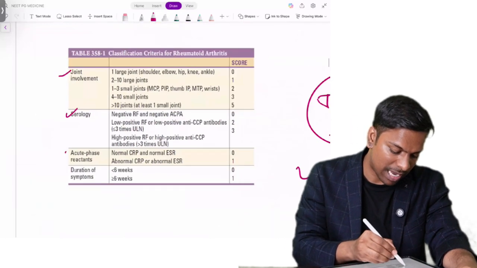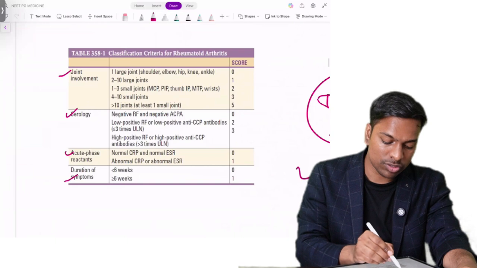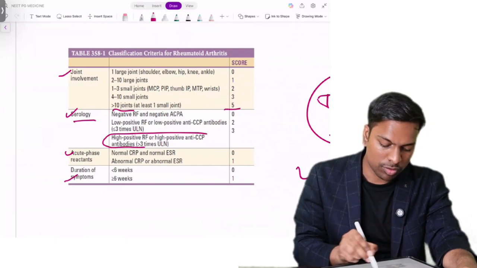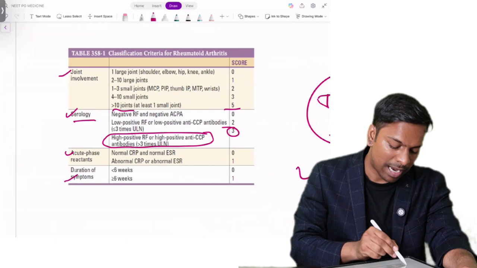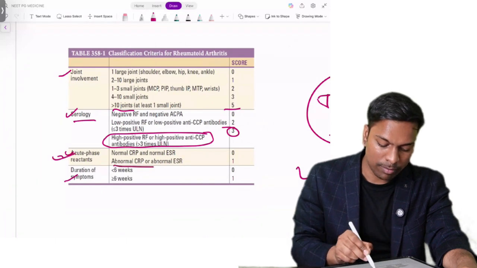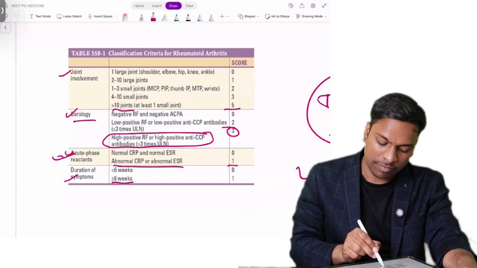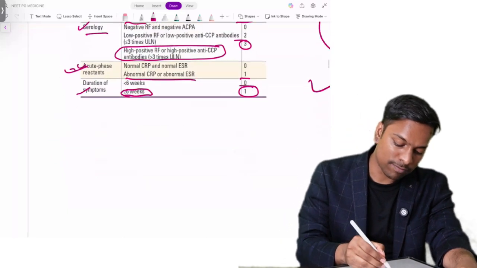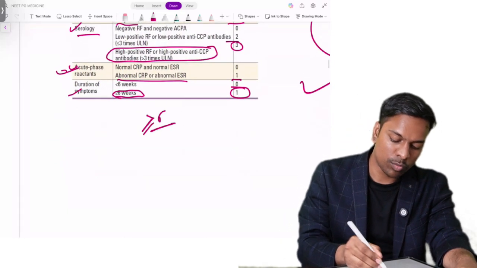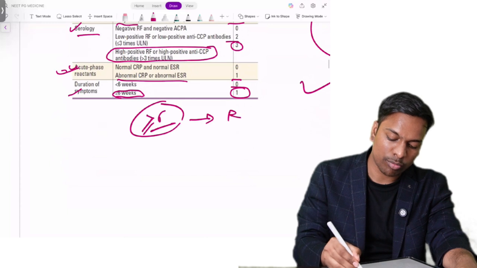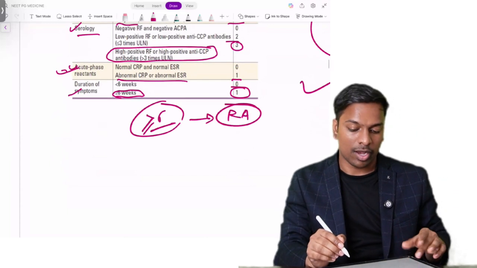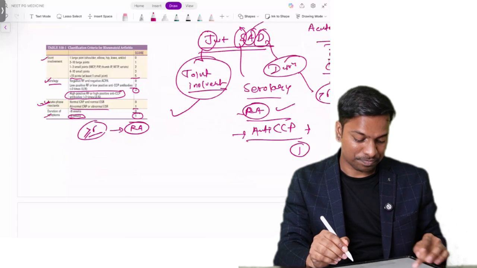Joint, just SAD. So joint more than 10, score is 5. Serology, if both are highly positive, score is 3. Acute phase reactants, if both of them are abnormal, then score is 1. And if the duration is more than or equal to 6 weeks, then score is 1. And a total score of more than or equal to 6 labels the patient as rheumatoid arthritis. Clinical classification criteria for rheumatoid arthritis. I hope it's very easy for you.